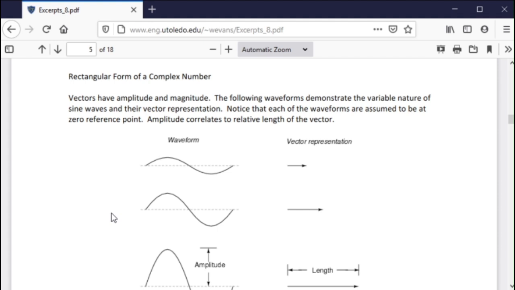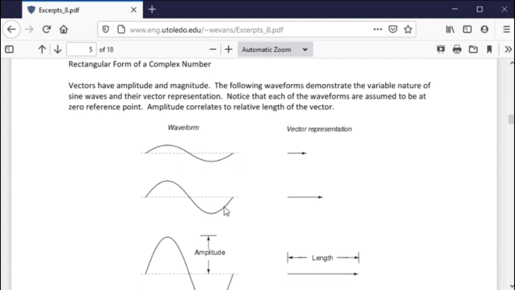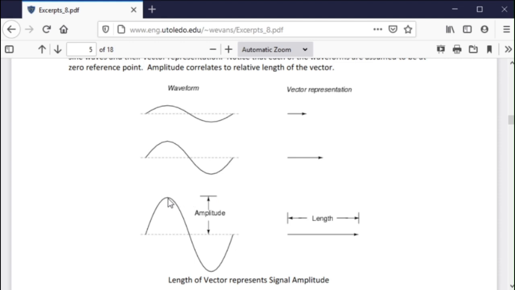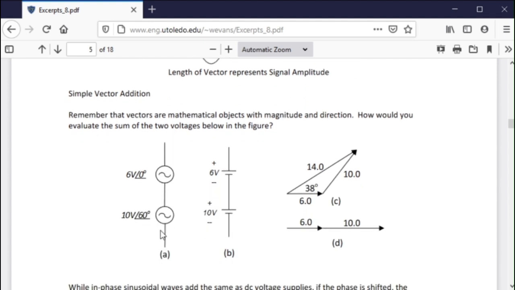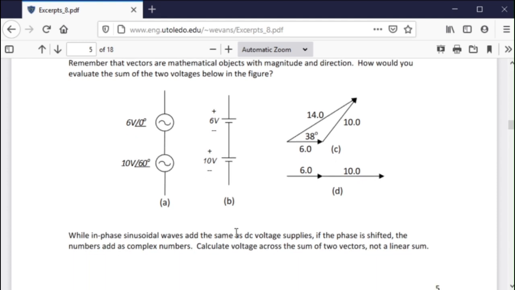And again, the waveform has amplitude. It also has frequency, but we pretty much ignore the frequency because they're all the same. So we're looking at the amplitude. And if we were to add two voltage supplies, where one has a waveform of 6 volts at an angle of 0 degrees, and one has a value of 10 volts at an angle of 60 degrees, you can't add them the same way you do battery supplies. With batteries, you just add them: 6 and 10 is 16.